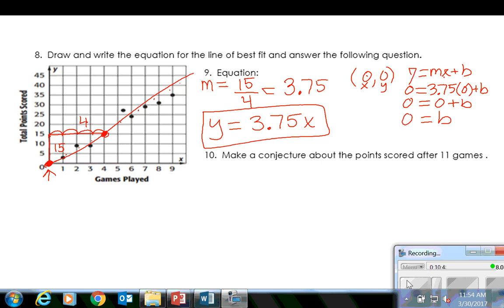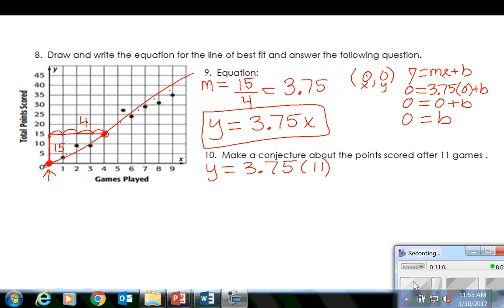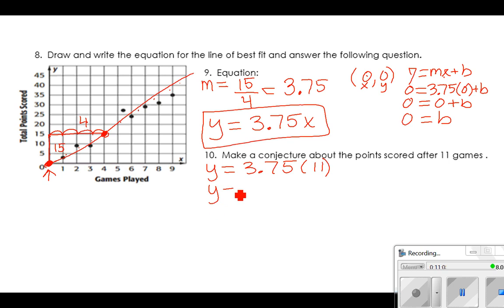So number 10 says make a conjecture, which is a prediction, about the points scored after 11 games. Now I could use my equation and do y equals 3.75 times 11. And if I do that, I would get y equals 41.25. So I would say that it would give me about 41 points. That's if you use your equation.